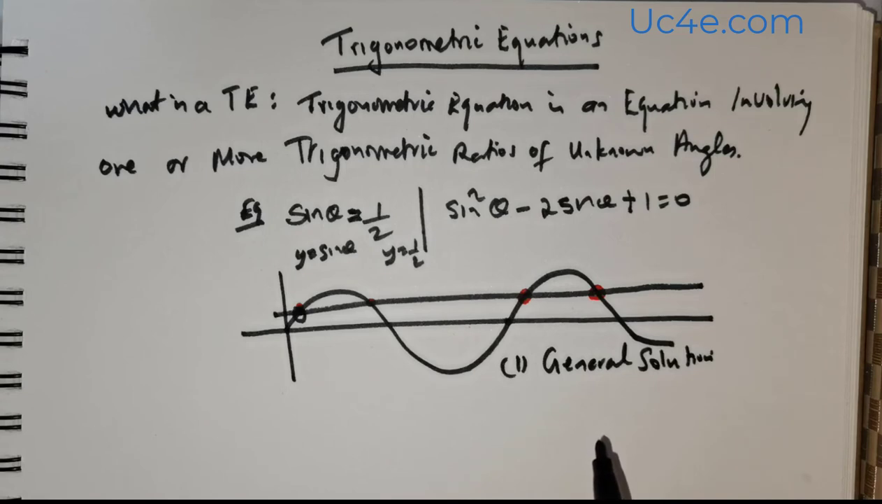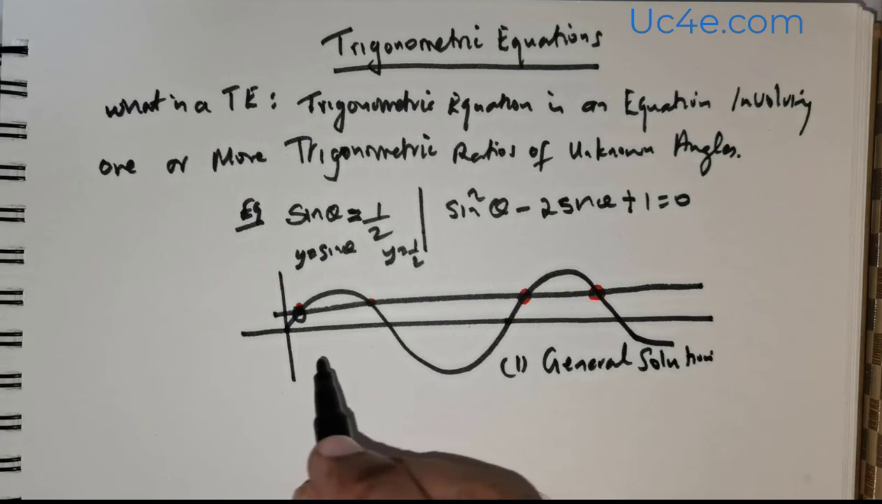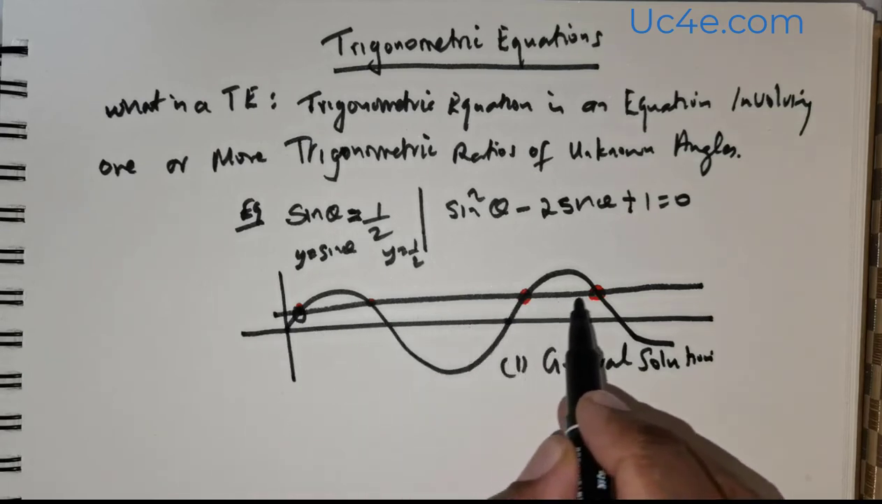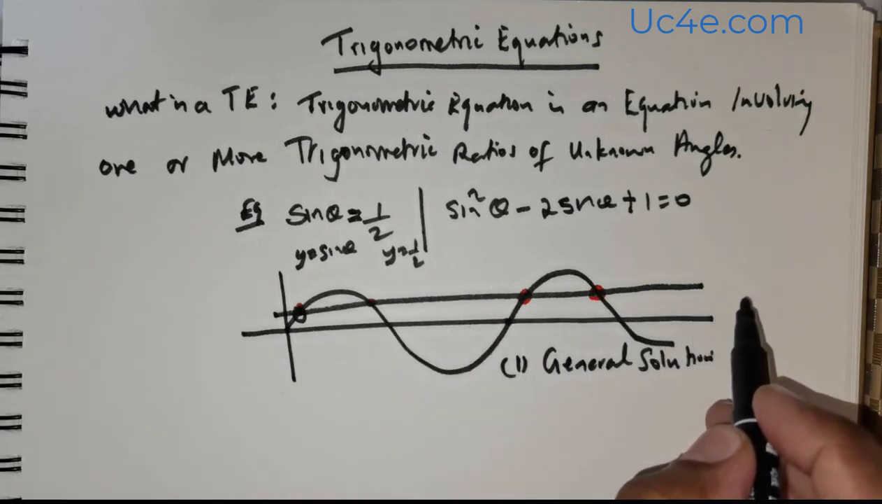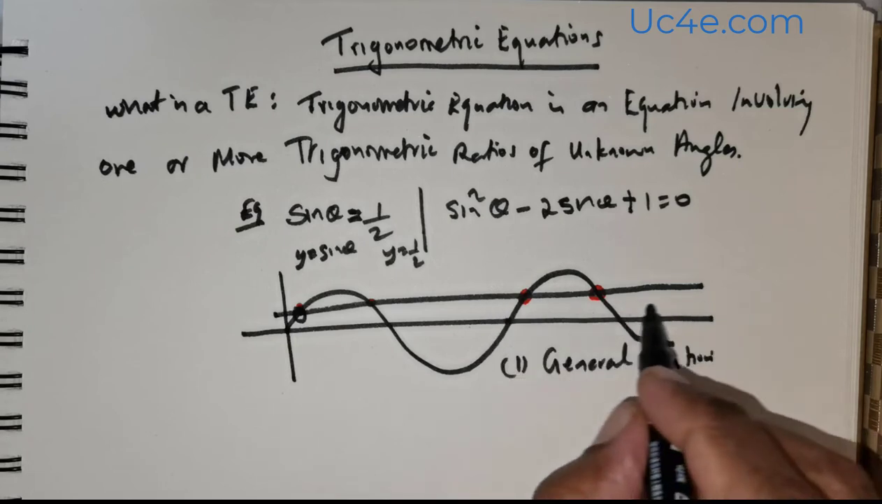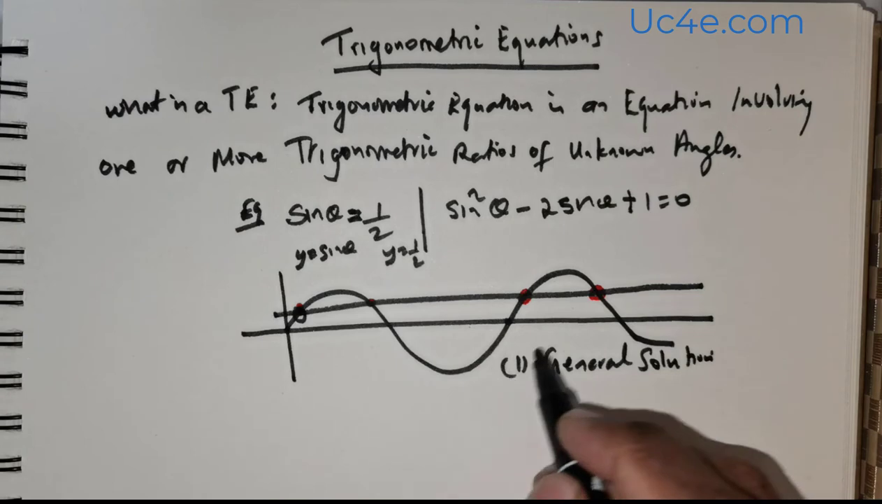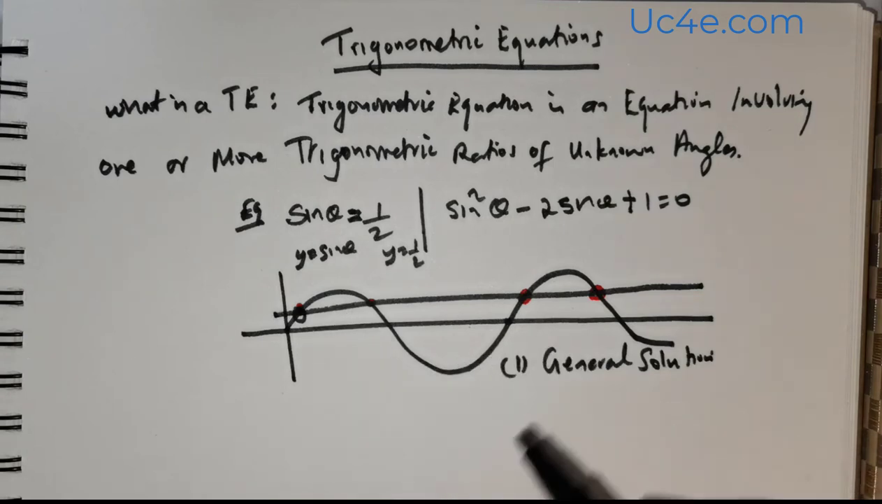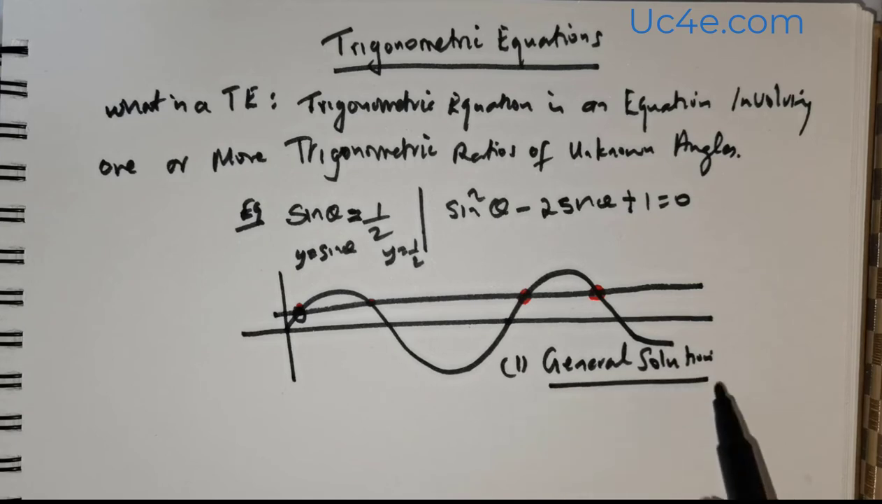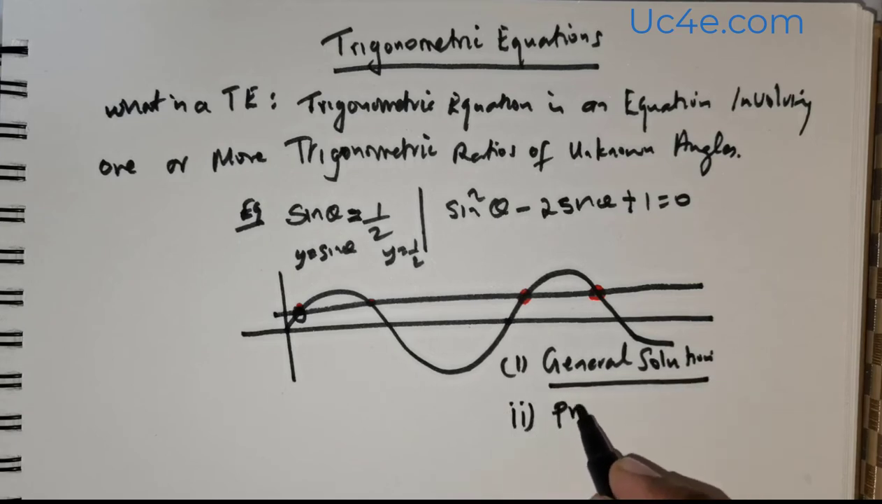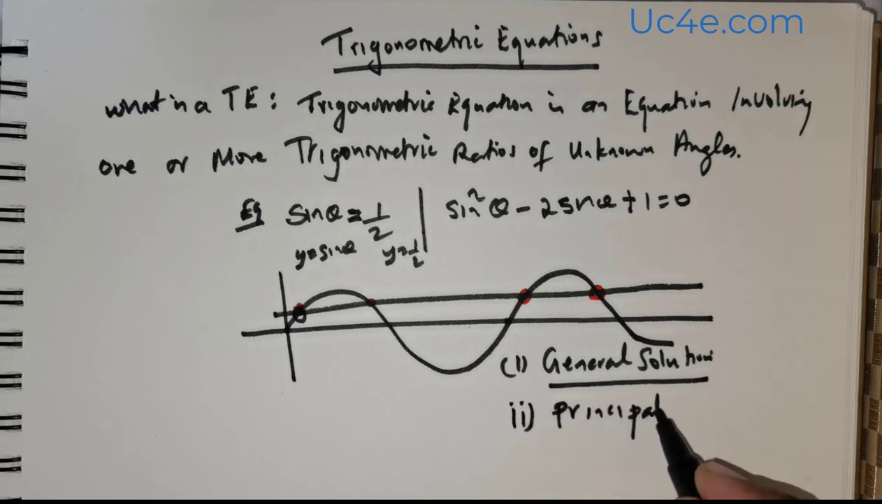So what is the meaning of the general solution? If someone were to ask you, find all of these points of intersection. Clearly we know there is an infinite set of points where y is equal to 1 over 2 is intersecting with the curve y is equal to sin theta. So to get all of the solutions is called a general solution. Number 2, there is another solution that is called the principal solution.